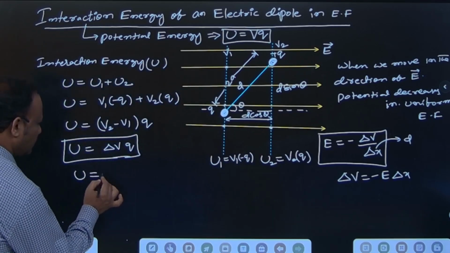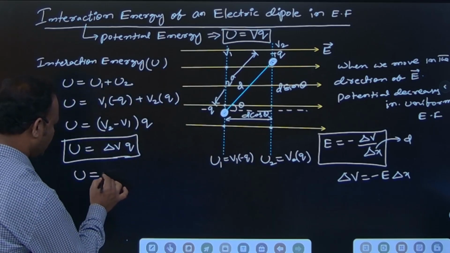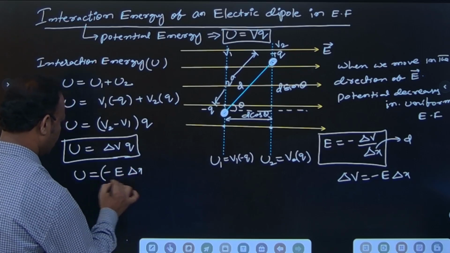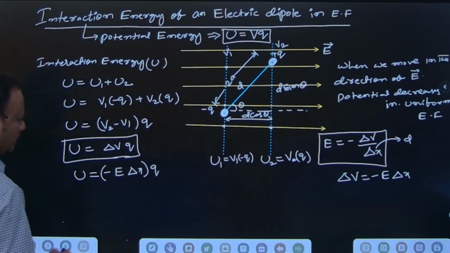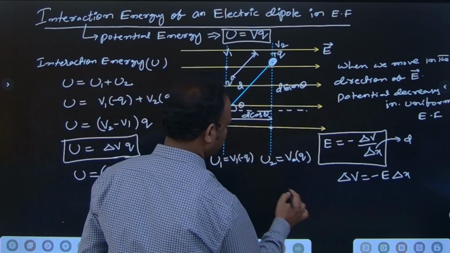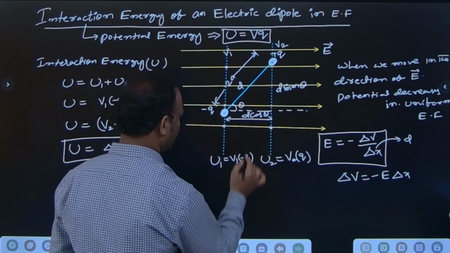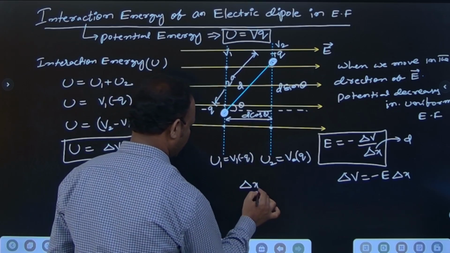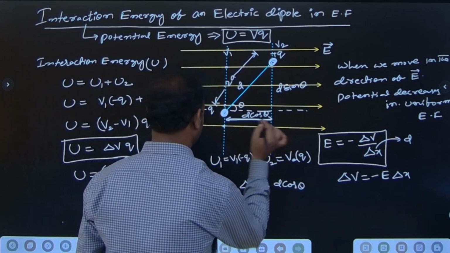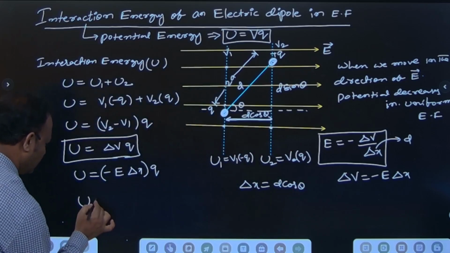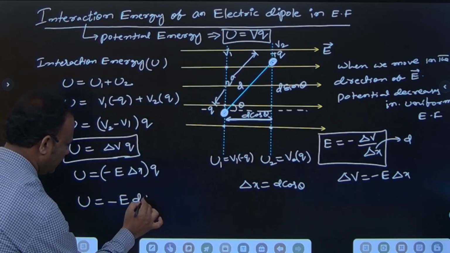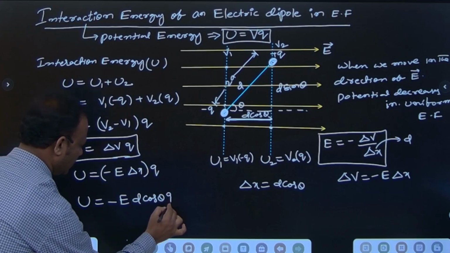U is equal to delta V, which means E into delta X into Q. So what is delta X from this? Delta X is equal to D cos theta. This is the distance. Now U is equal to minus E D cos theta into q.